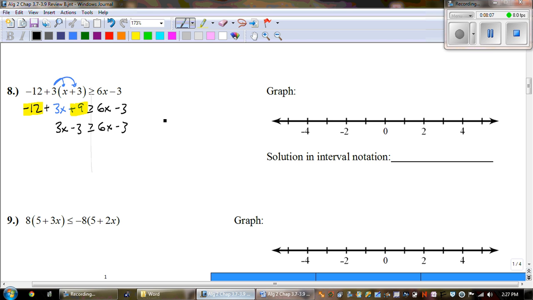So the last thing we need to do before I give it to you guys is we have variables on both sides. And we talked about how we always want to get our variable to the left side when we're dealing with inequalities. So when I subtract the 6x over there, we get -3x minus 3 is greater than or equal to -3. Okay? So you guys are all on your own right here. See if you can solve this and then graph it. Pause the video, and good luck.